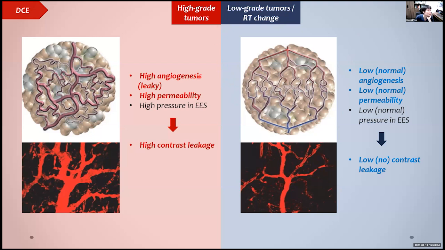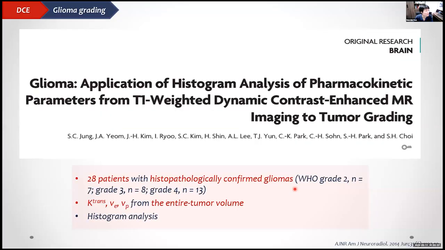So for high-grade tumors, you would have highly leaky vessels through angiogenesis, which would show high permeability and lead to high contrast leakage. But in low-grade tumors or radiation change, the degree of angiogenesis would be normal or low, leading to low permeability and almost no contrast leakage, as shown in the slide. So using these characteristics, it was used to predict the grade of the gliomas.